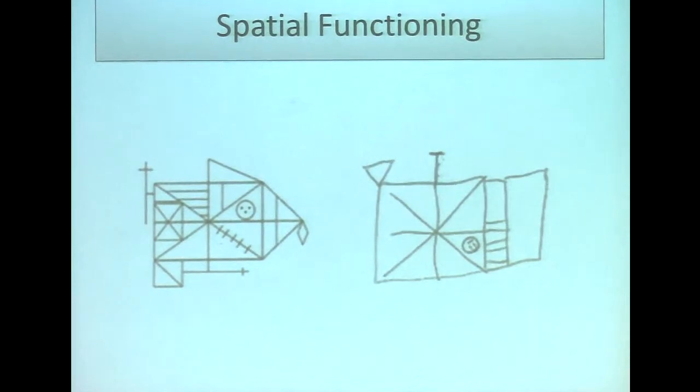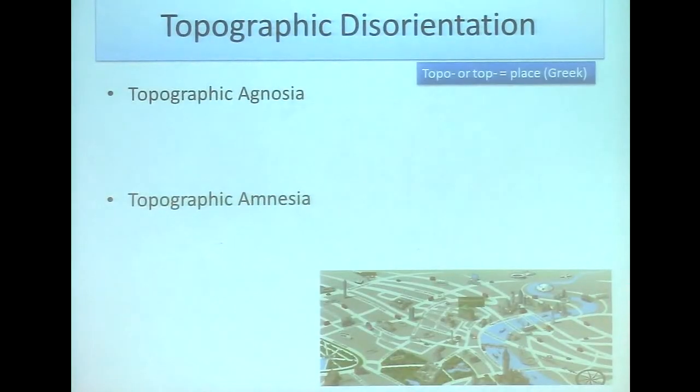Now we're going to look at spatial functioning. So we looked at language, which is more left hemisphere, spatial is more right hemisphere. And one of the things, or two of the things you're going to be covering in your Kolb and Whishaw is topographic disorientation. Now topo, or top, means place in Greek. Why it has a graphic in it, I really can't say, but just remember topographic orientation has to do with being disoriented in place. And you get topographic agnosia and topographic amnesia.